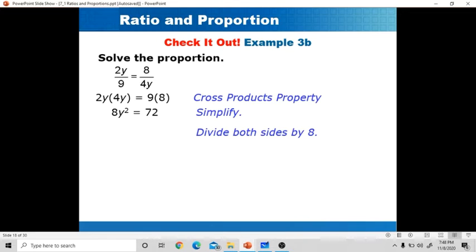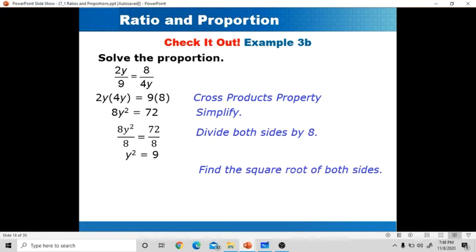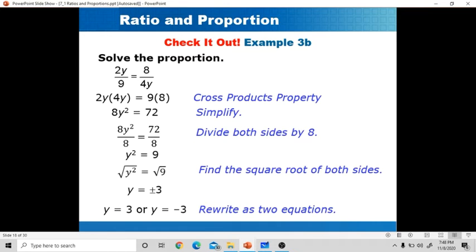Divide both sides by 8. It will be y squared is equal to 9. Find the square root of both sides. The square root of y squared is y, and the square root of 9 is positive and negative 3. Rewrite as two equations. It will be y is equal to 3 and y is equal to negative 3.